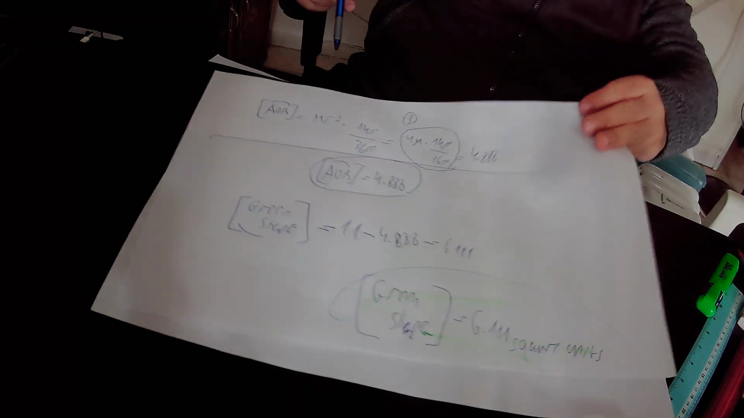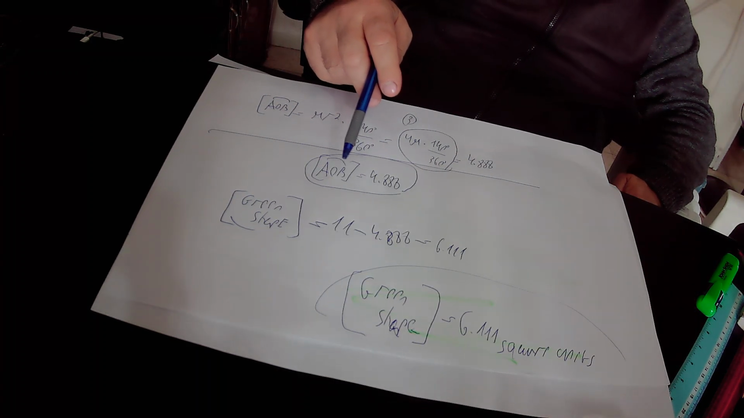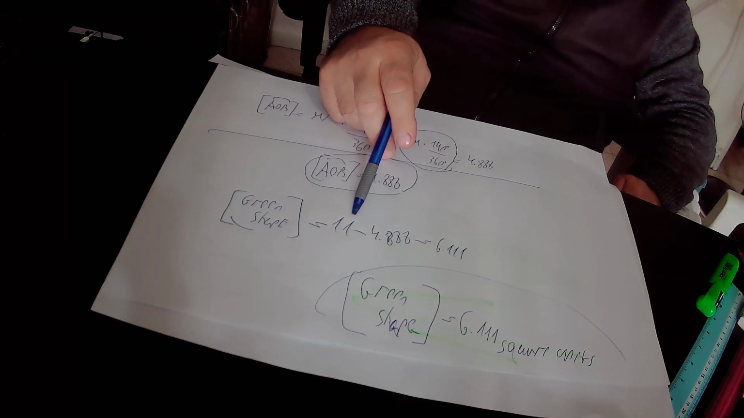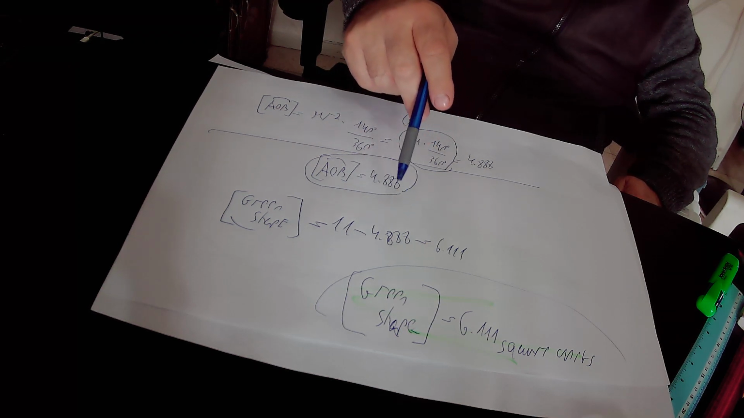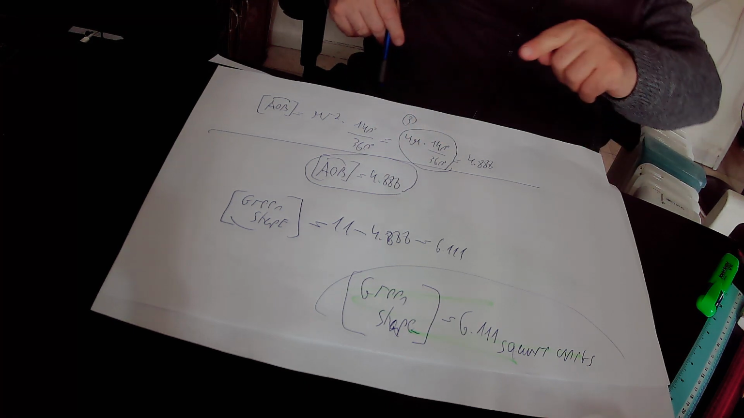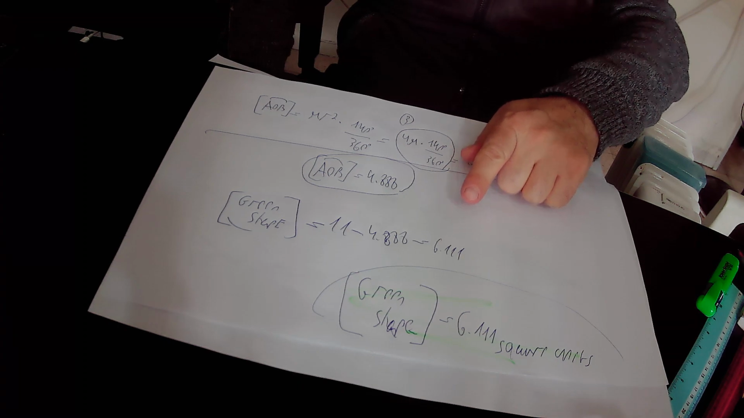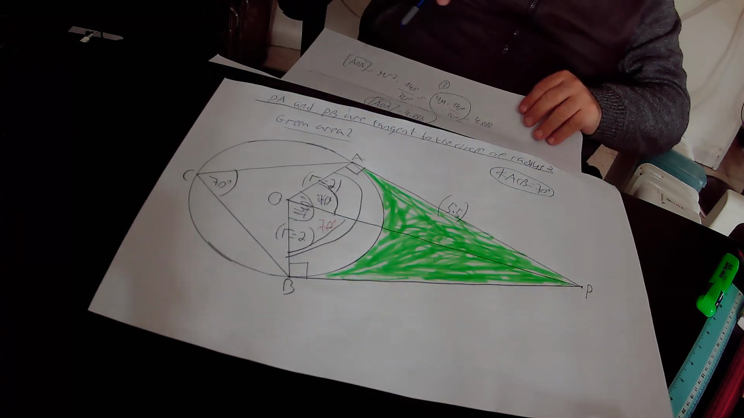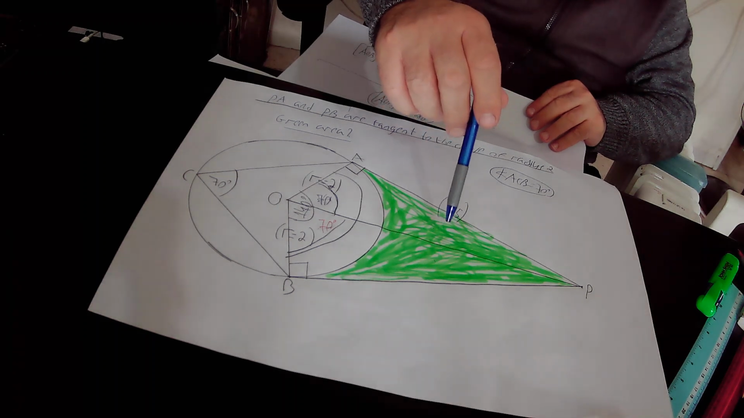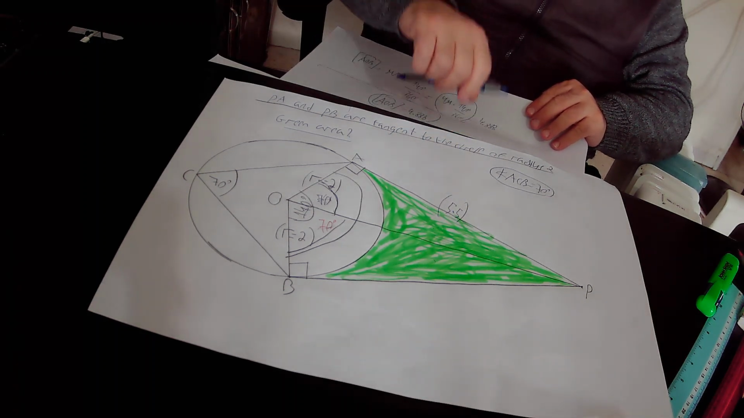And therefore, the area of the green shape in total will be equal to the area of quadrilateral AOBP, that is 11 square units, minus the area of sector AOB, that is 4.888 square units. So 11 minus 4.888 is 6.111 square units. In conclusion, the area of this green shape equals 6.111 square units. Okay, thank you very much.